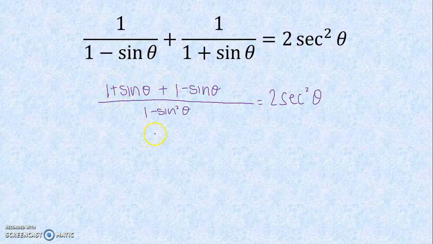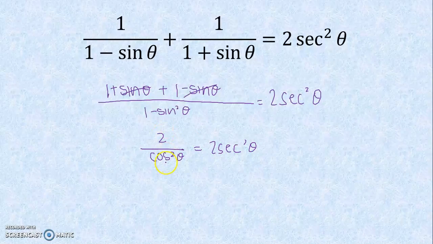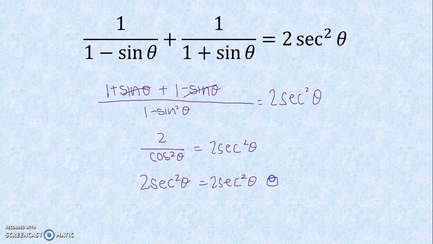Let's see, 1 plus 1 would be 2. Sine theta minus sine theta, that's going to cancel. 1 minus sine squared should stand out to you a little bit because 1 minus sine squared is in fact cosine squared theta. And just like 1 over cosine would have been secant, 1 over cosine squared would be secant squared. I have 2 of these, so it's 2 secant squared theta. Left side matches the right side exactly, so I'm done.